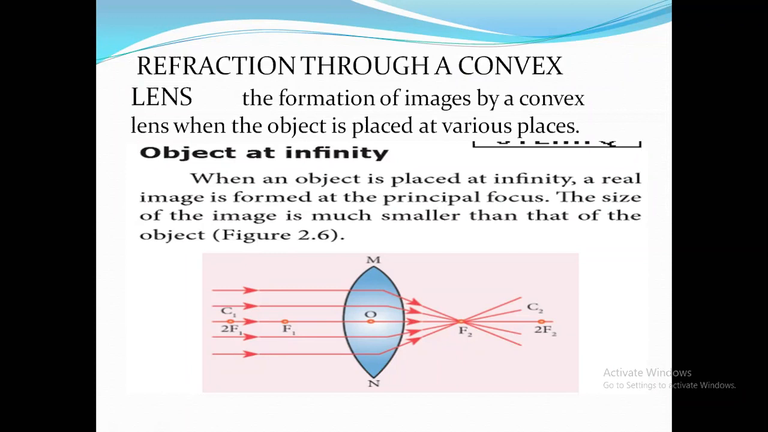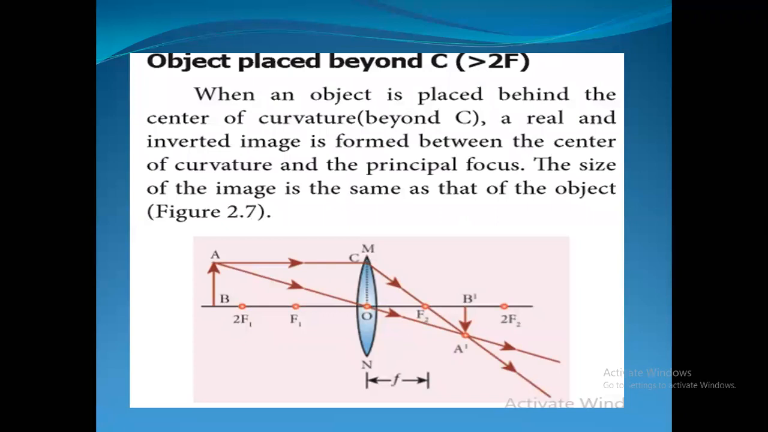Next, when an object is placed... Now, first see the diagram, a convex lens. This is the optical center, as before. Next, the principal axis, F1 to F1. Here is C1, which is not represented, don't bother about that. Here is F2 to F2, C2. Understand? Now the object is beyond 2F1, beyond C.